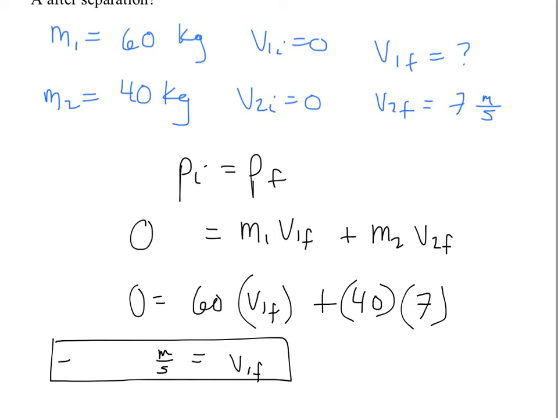Okay, so solve negative 280 over 60. Yeah, negative 4.7 meters per second. And that validates what we said a minute ago. The fact that V2F was 7, this should be less than 7 in magnitude, and we got 4.7, clearly less than 7.